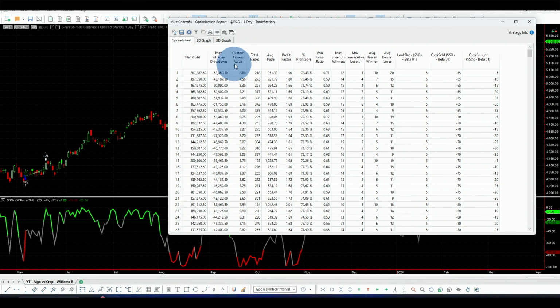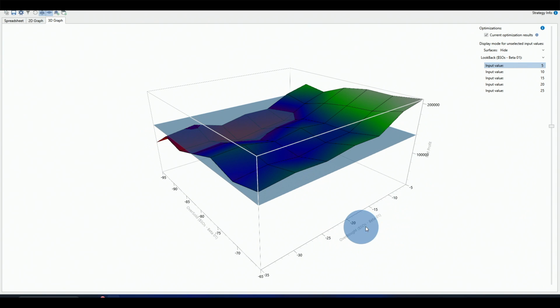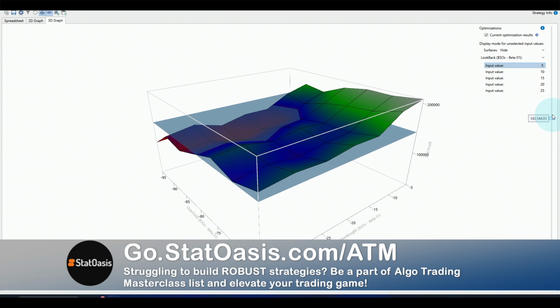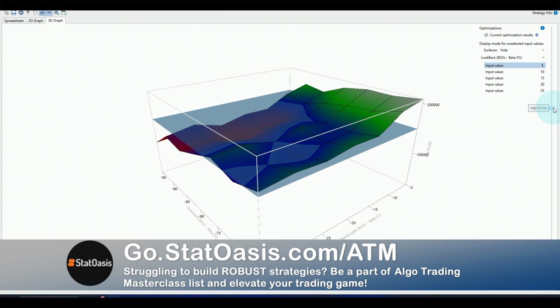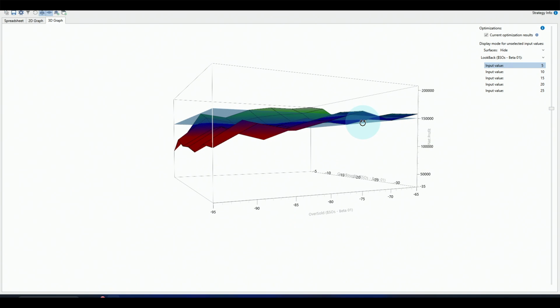These are the results. Let's look at a 3D graph. Currently we are looking at the oversold values and the overbought values. The overbought is where we are exiting and the oversold is where we are entering. Then the z-axis is the net profit, and currently this level is about 150,000. And here we have the look back period. So this is number 5. And obviously all of them are profitable.